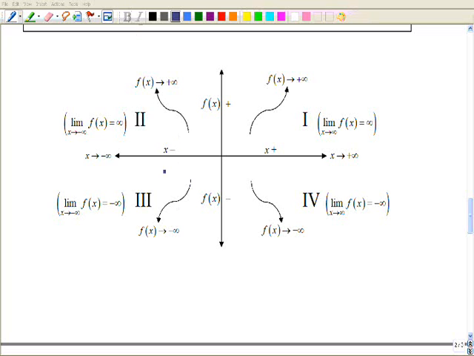As opposed to the opposite, if your left arrow is going down, that means it will end up in quadrant 3. In other words, as x is getting really, really small, the y values will continue getting really, really small as well. So the limit of a function f of x, if your left arrow is going down, is going to be negative infinity as x gets small.